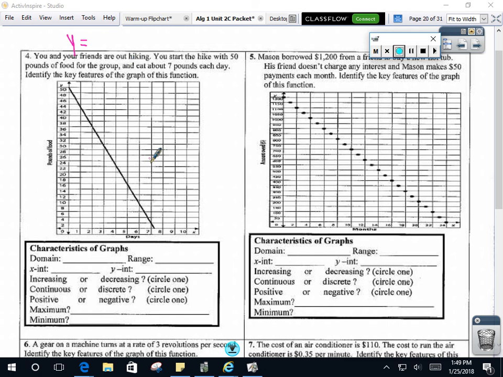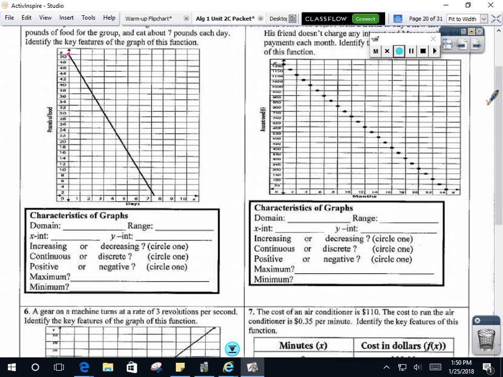Okay, you and your friends are out hiking. You start the hike with 50 pounds of food for the group and can eat about 7 pounds each day. Identify the key features of the graph of this function. Okay, the equation would be y equals, you're eating 7 pounds of food per day, so that's negative 7x, and then you started with 50 pounds of food. So that's why the y-intercept is up here at 50, and then from there it goes down 7, right 1, down 7, right 1, okay?